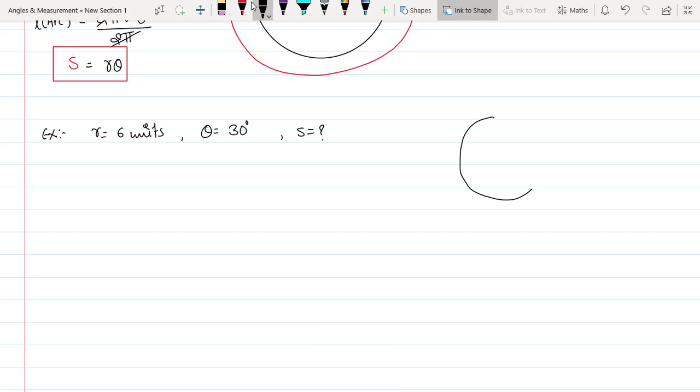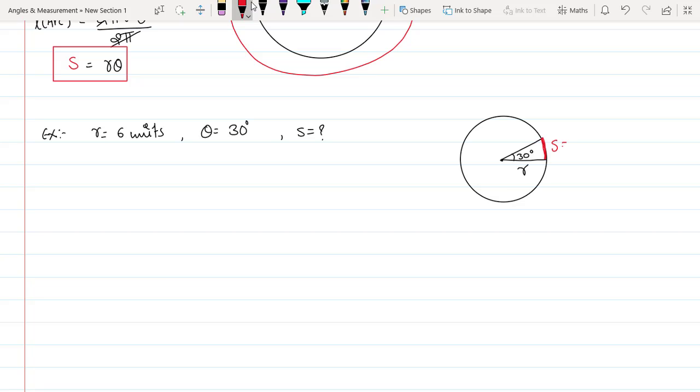6 units is the radius. Okay, so let's take this as a center. This radius is 6 units and theta they have given as 30 degrees. Okay, so let's take this as 30 degrees. Now I want to find out this arc length, this much length I want to find out.